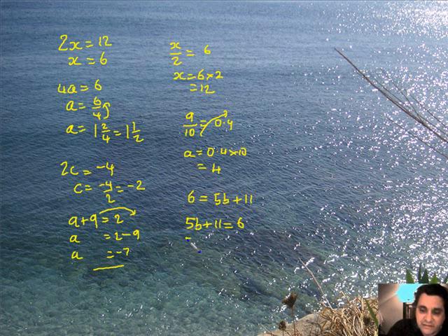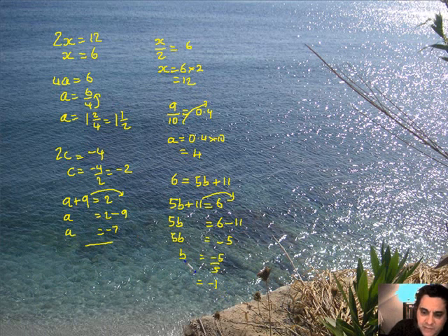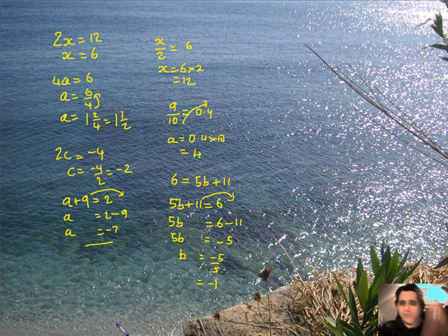Get rid of the 11 first to leave 5b on its own. First thing to get rid of is the 11, so take it next door, plus 11. So 5b is going to be 6 plus 11, which is 11. And when you divide by 5, you go 5 over 5, and 5 divided by 5 is 1. Finish off the b there. Quite pretty, isn't it?